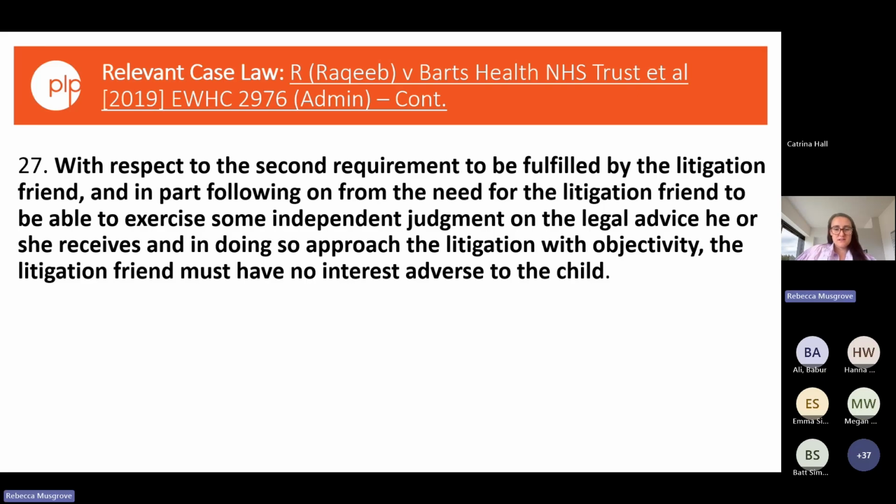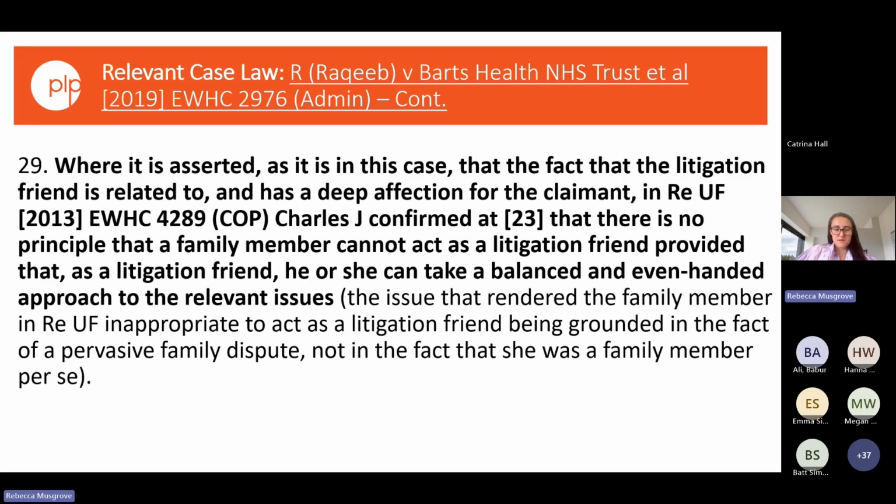Again, some of this is just set out so that you can use it in future contexts. And in this case, you've got a repetition of that earlier case, just saying they might have a deep affection for P. It doesn't mean they can't act, but they've got to be balanced and even-handed to the issues.